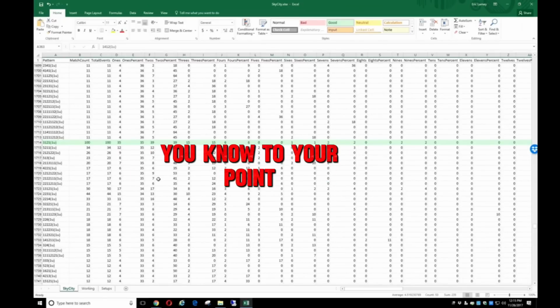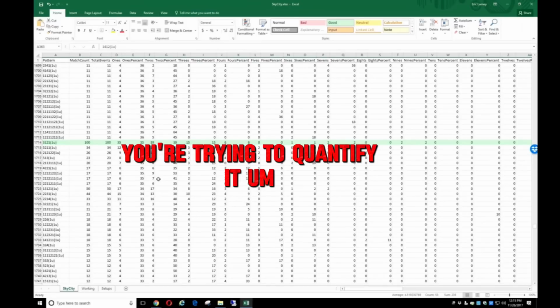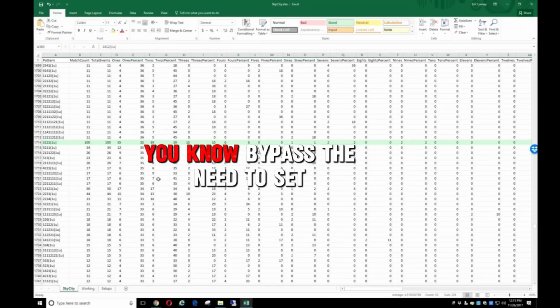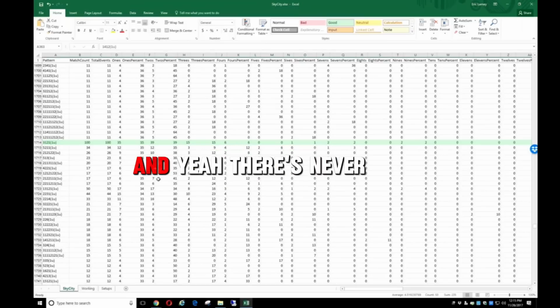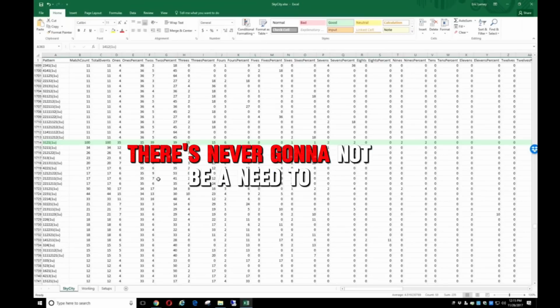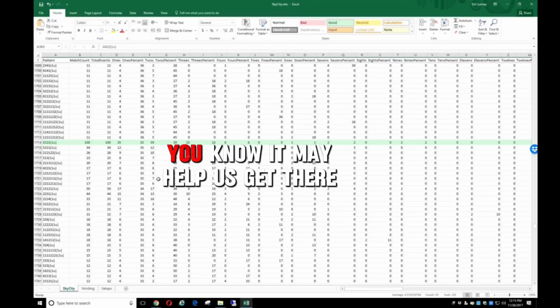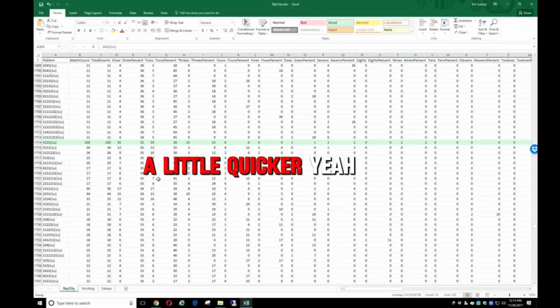And I think, to your point, you're trying to quantify it. And this might help us newer guys bypass the need to sit and, there's never going to not be a need to practice, but if we don't have to see the same setup 100 times in 100 different shoes, it may help us get there a little quicker. Yeah, absolutely.